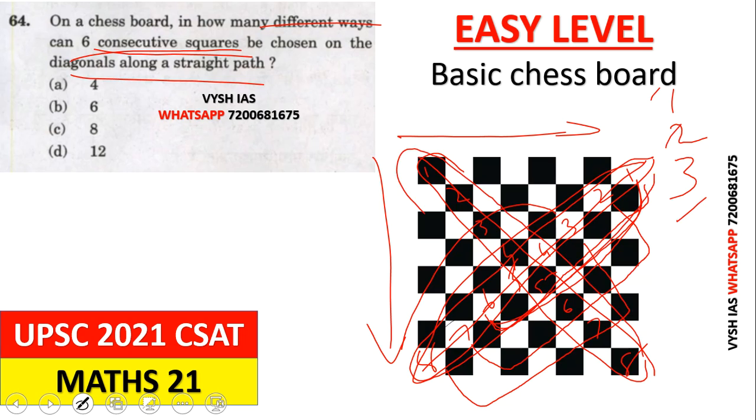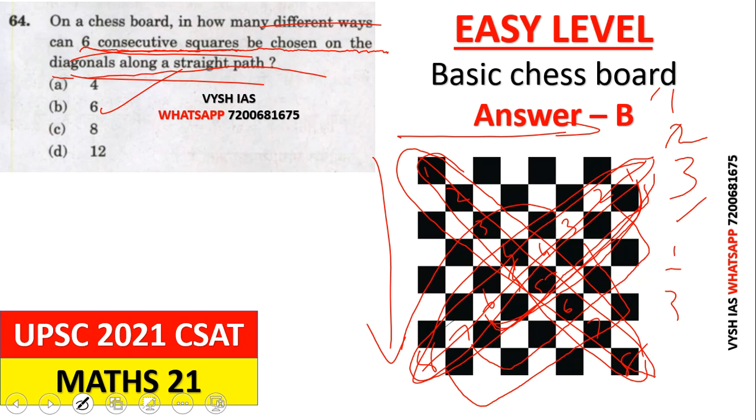In the same way, in the opposite diagonal also you can do. So again 1, 2, 3. So total 6. Answer is B. They're asking in how many different ways 6 consecutive squares can be chosen on the diagonals along a straight path. Straightforward chessboard question. If you know the image, you know the answer. Else you don't know the answer.